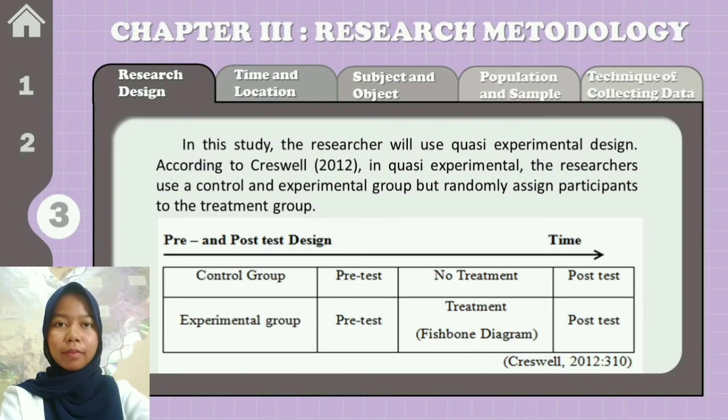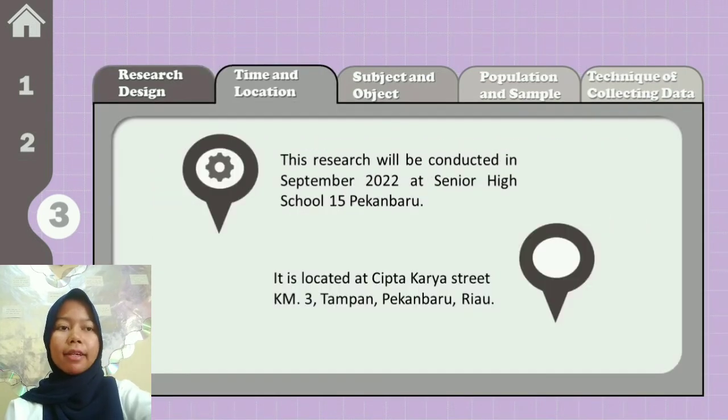Okay, next we come to chapter 3 about research methodology. In this study, the researcher will use quasi-experimental design. According to Creswell 2012, in quasi-experimental, the researchers use a control and experimental group but do not randomly assign participants to the treatment group. Okay, next about time and location.